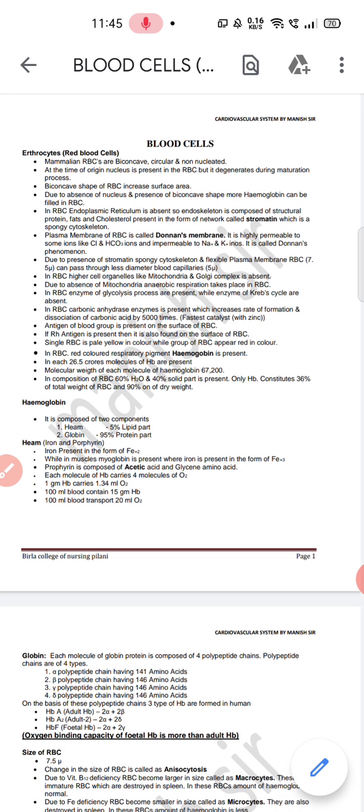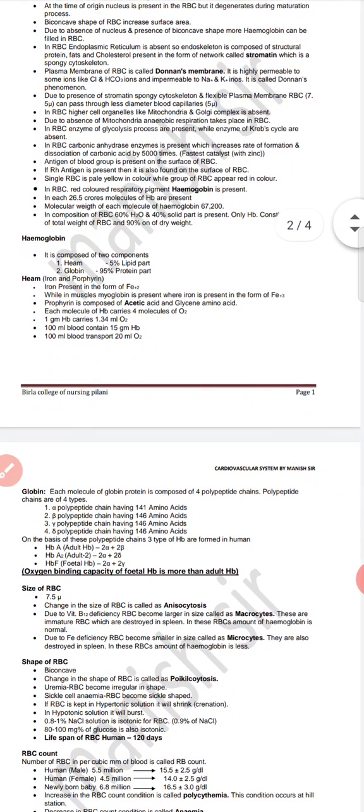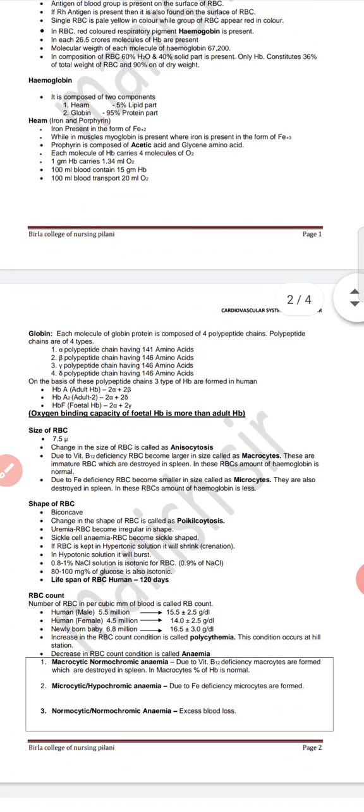Oxygen binding capacity of hemoglobin is more in fetus than adult. Size of RBC is about 7.5 microns. Change in RBC size is called anisocytosis. Due to vitamin B12 deficiency, RBCs become larger in size, that is called macrocytosis. These are immature RBCs which are destroyed in the spleen.